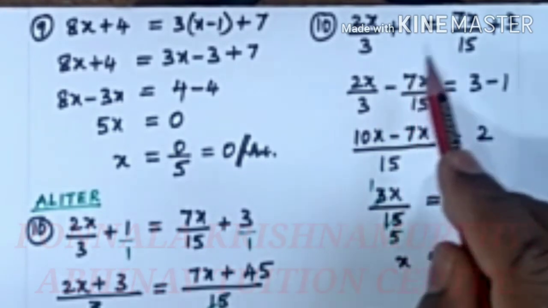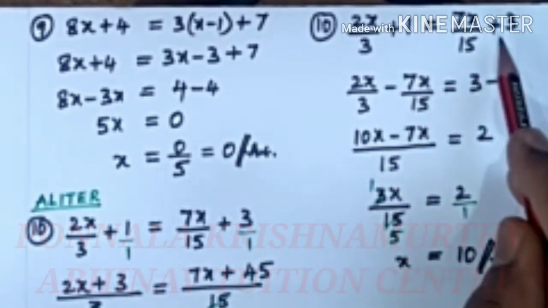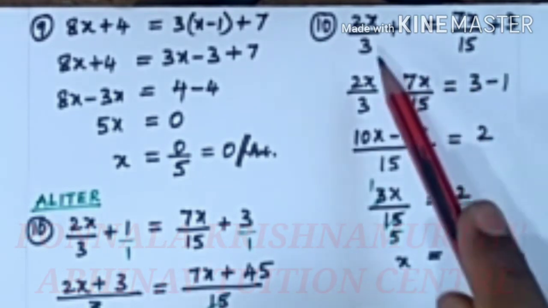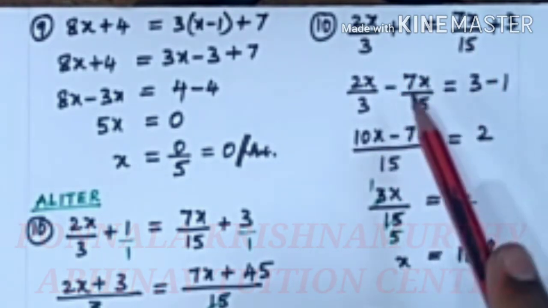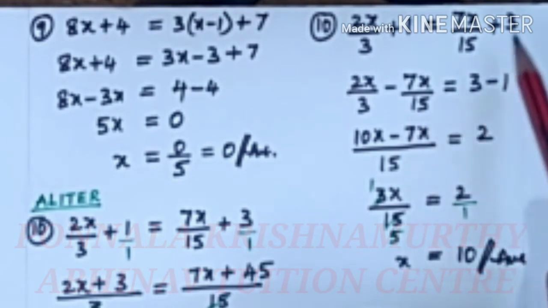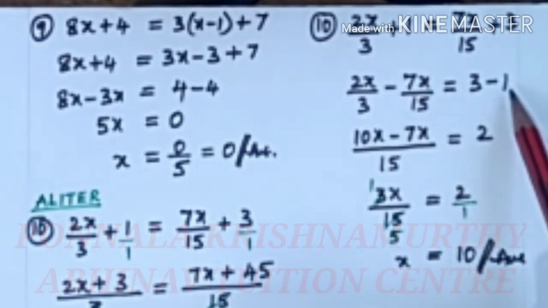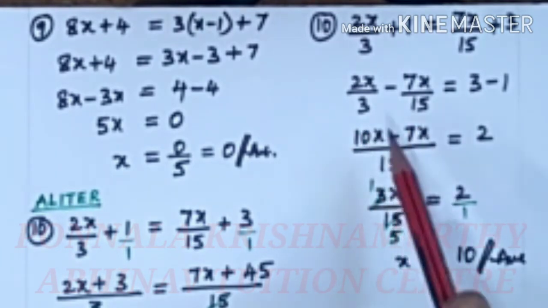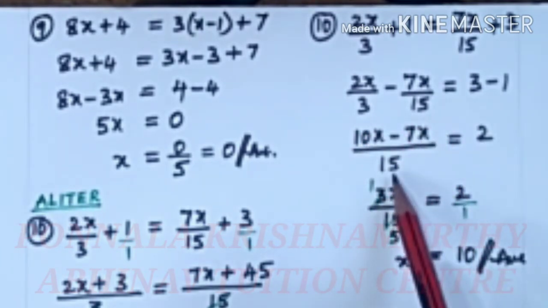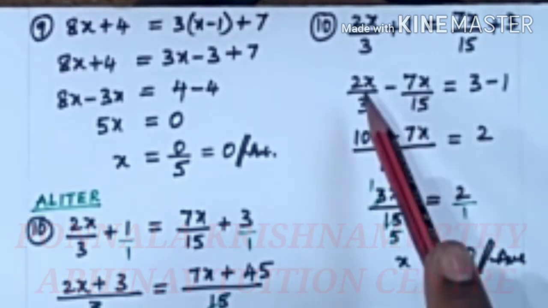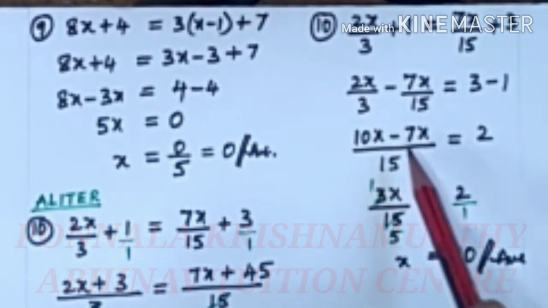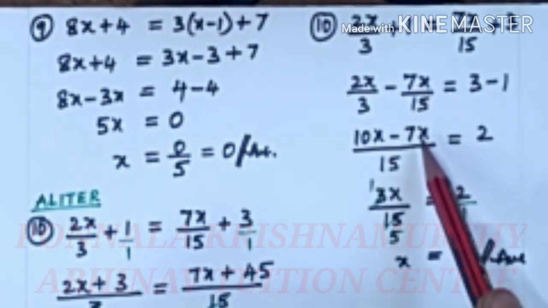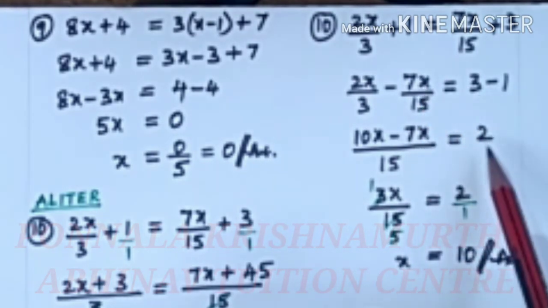2x by 3 plus 1 is equal to 7x by 15 plus 3. Here we have x, here also we have x. So 2x by 3 minus 7x by 15 is equal to 3 minus 1. Plus 1 becomes minus 1. Here 15 is the LCM for 3 and 15. 15 by 3 is 5. That 5 into 2x is 10x. Minus 15 by 15 is 1. That 1 into 7x is 7x is equal to 2.